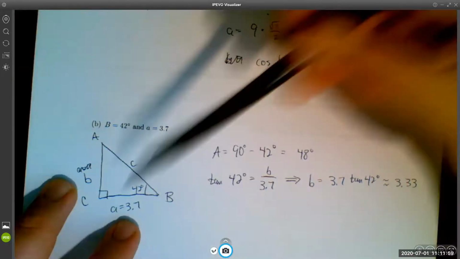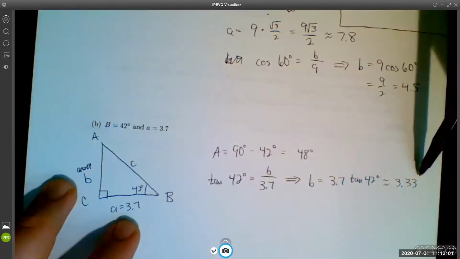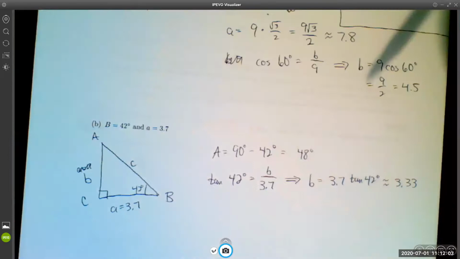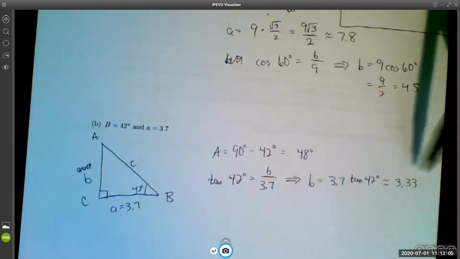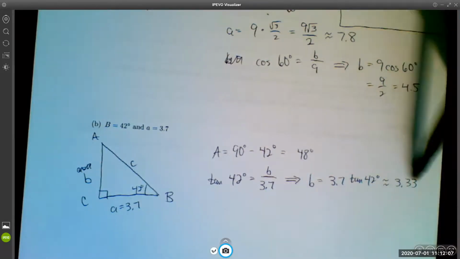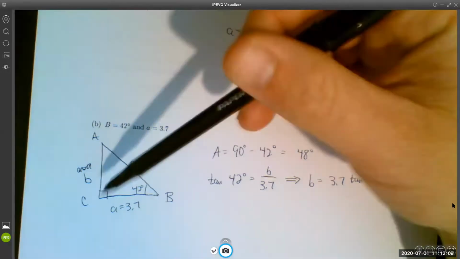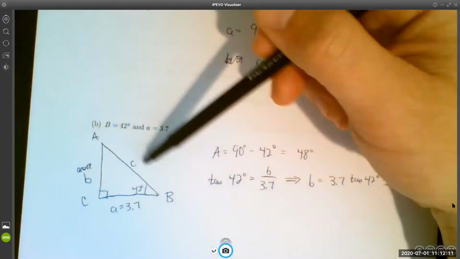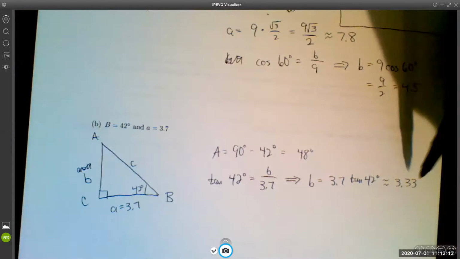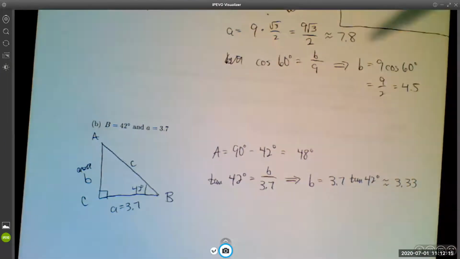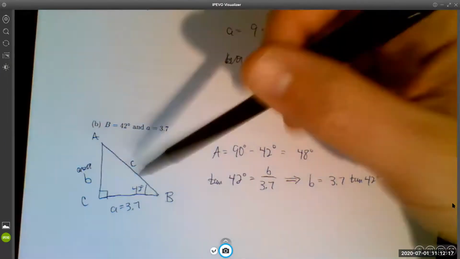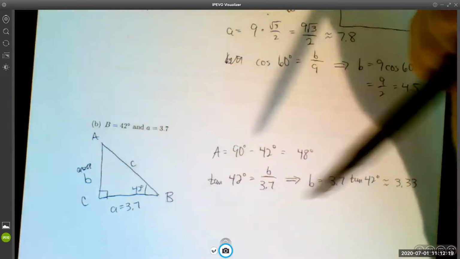I could say 3.7 squared plus 3.33 squared equals C squared. I wouldn't advise that though. The reason being that in order to get this answer, you did some rounding. So now if you use that answer to get this answer, you're going to be off by a little bit because you're going to have some rounding errors.